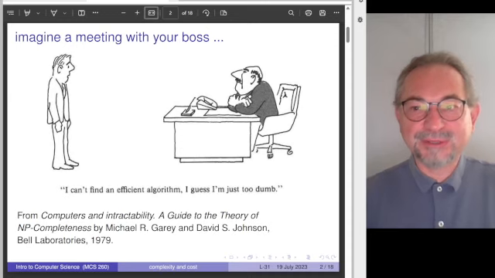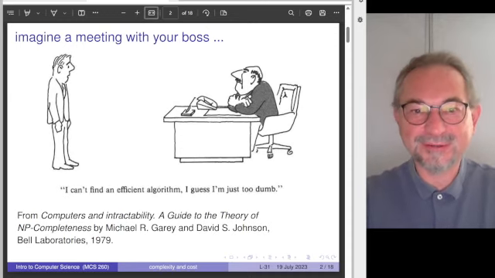So I will start with a cartoon I liked from a book on theoretical computer science. The citation is below. The caption is about an unfortunate encounter of an employee with a boss.